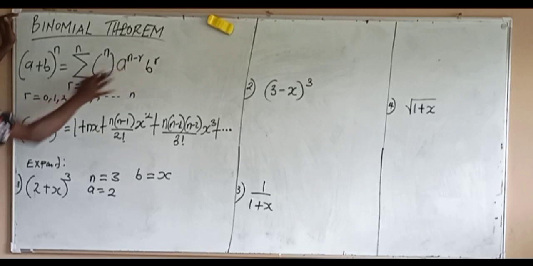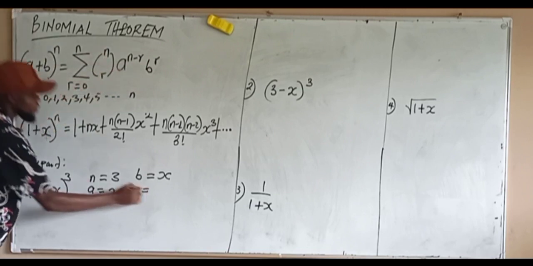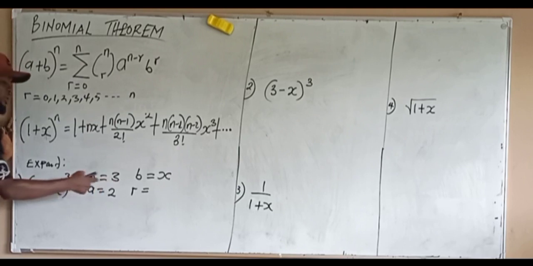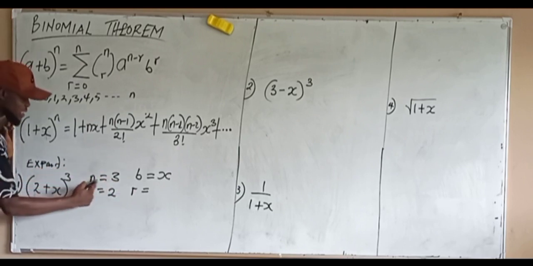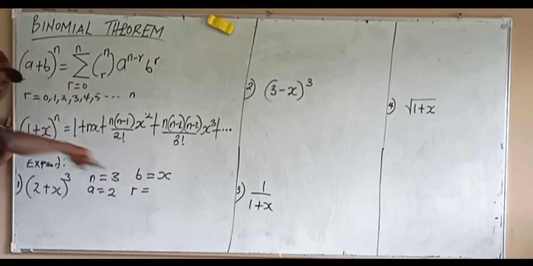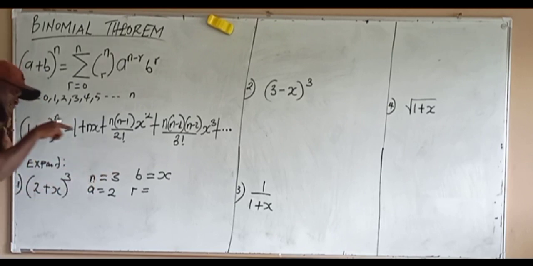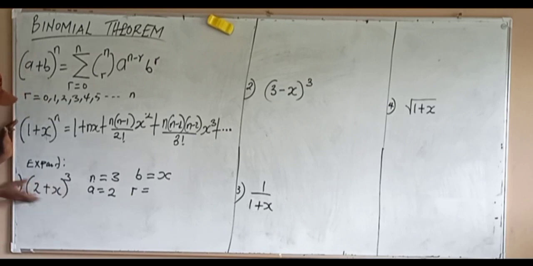So from this formula, we have N combination R. Now what is R? Our N is equal to 3. We get R from N. If N is equal to 3, R will start from 0 and end at N. R will always start from 0 and you will end at N. Look, R is inside this formula.